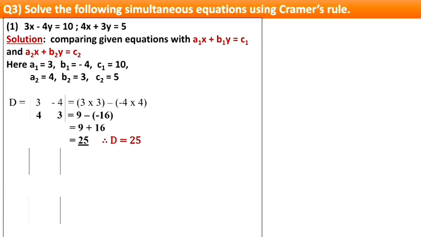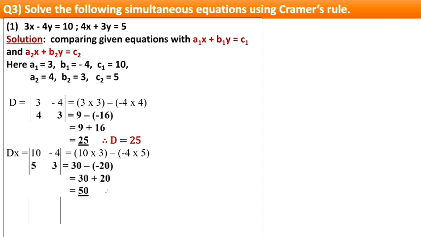Now for Dx, what do we take? In the place of a1, a2 we will take c1, c2, right? So in the place of a1, a2 we have taken c1, c2, 10 and 5, and here b1, b2 is -4 and 3. So 10 multiplied by 3 minus -4 into 5. 10 3 is 30 minus, in the bracket, minus 4 into 5 became -20. Minus minus plus, 30 plus 20, we get what? 50.